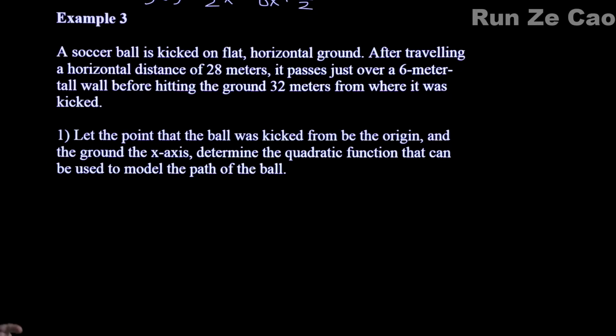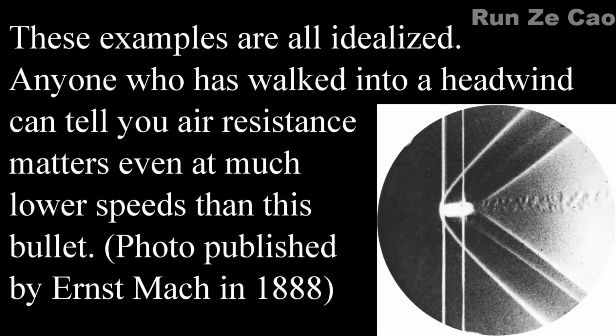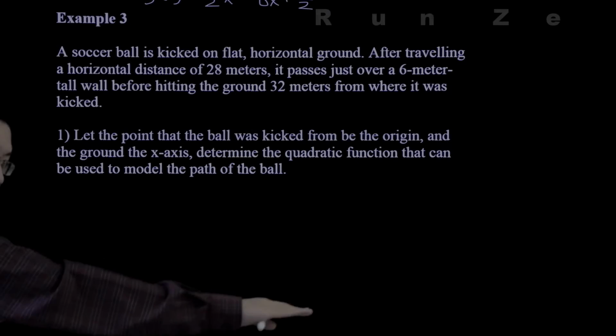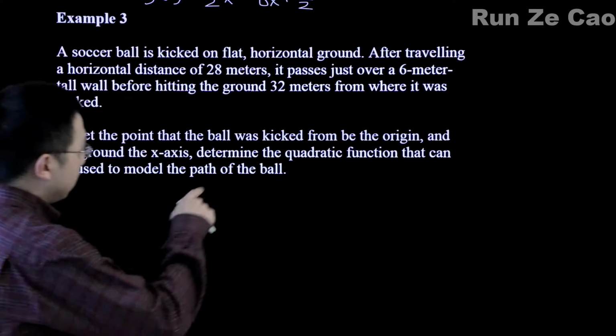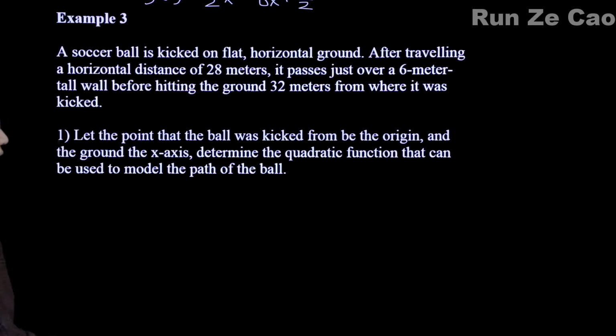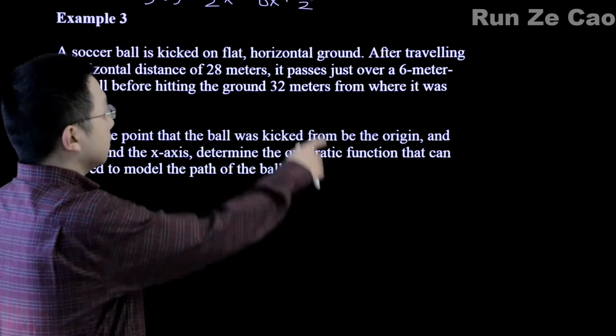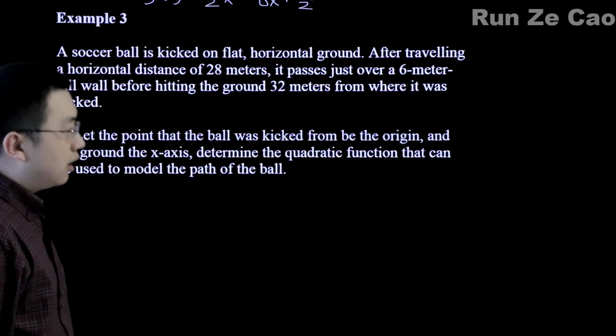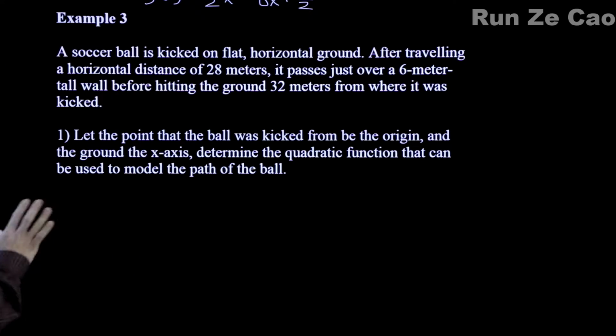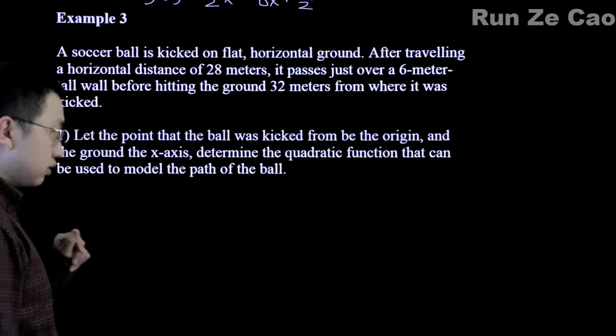So we have example 3. A soccer ball is kicked on flat horizontal ground. After traveling 28 meters horizontally, it passes just over a 6-meter tall wall and hits the ground 32 meters from where it was kicked. Wow, that's a pretty long kick given it passes through a wall that tall. Now we're presuming that this is a parabolic trajectory, so that there's no air resistance.